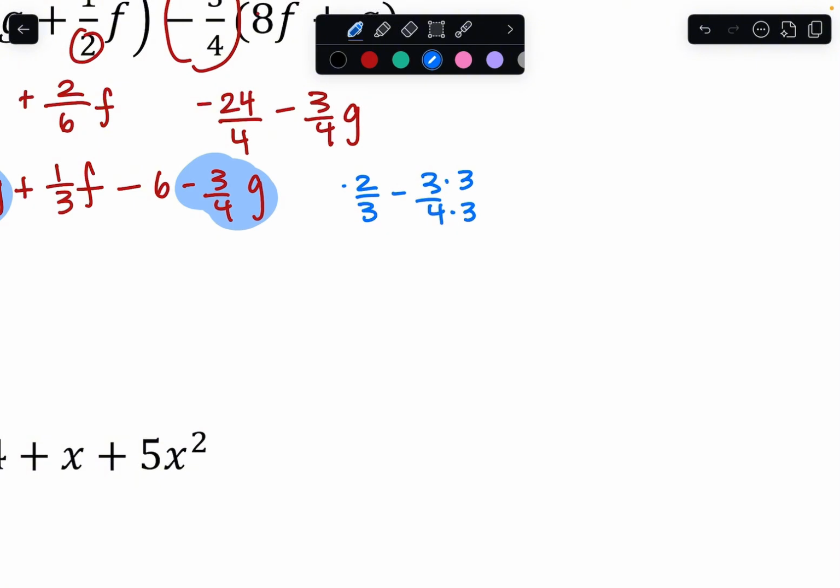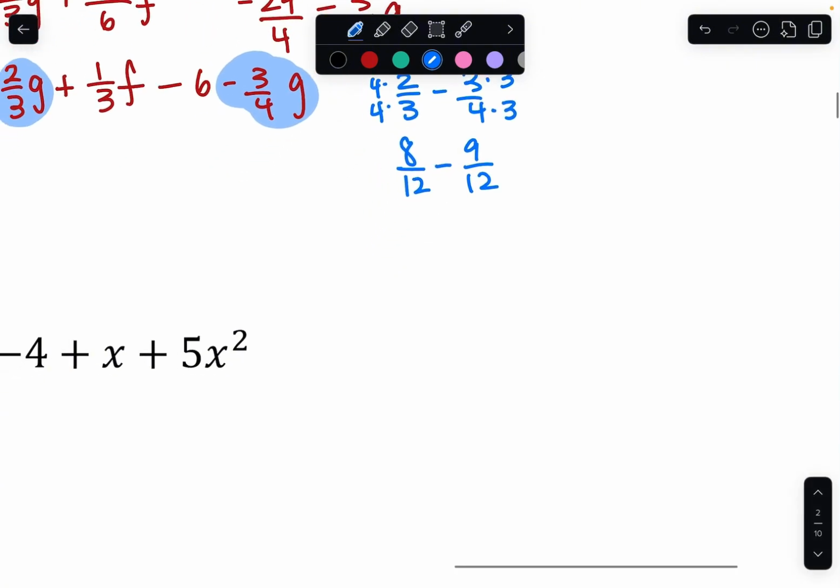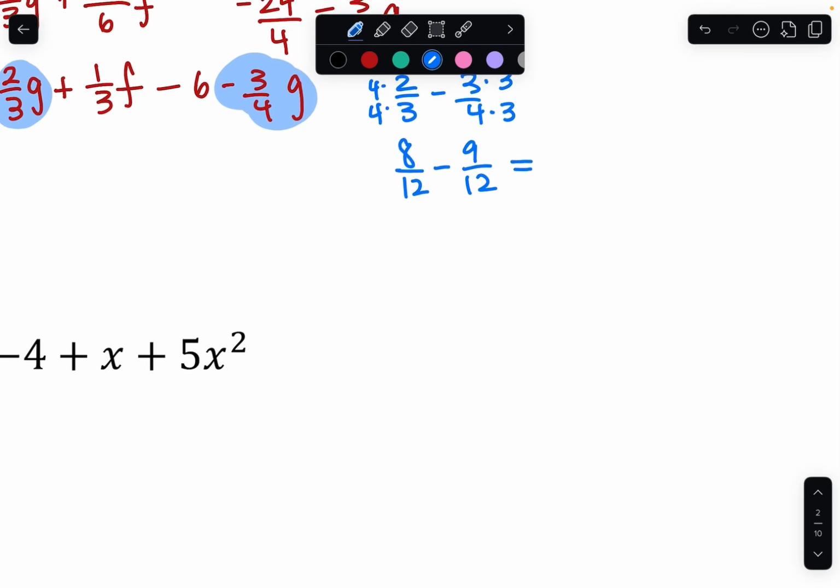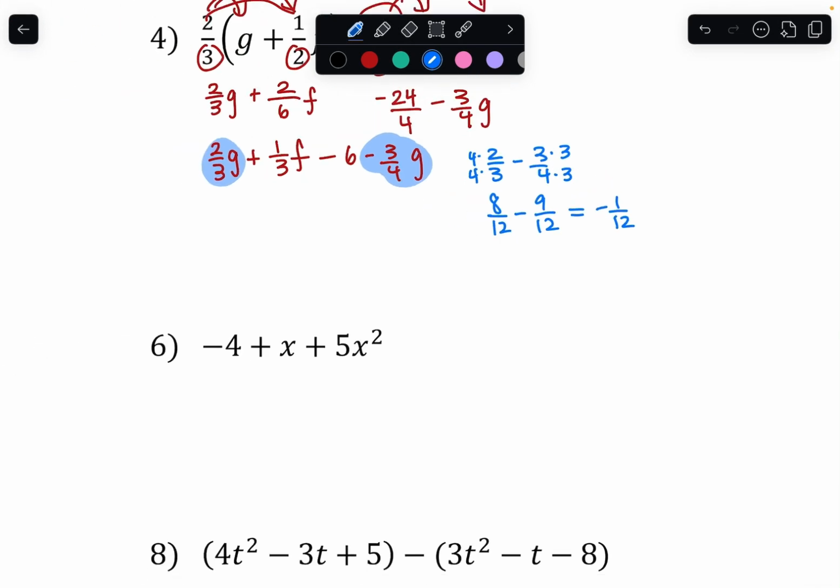And so I'm going to multiply the first fraction by 4, top and bottom, to get 8/12 as our equivalent fraction. And then I have my minus sign. And then 3 times 3 is 9. 4 times 3 is 12. So 3/4 is the same as 9/12. Now that I have my common denominator, 8/12 minus 9/12 is negative 1/12.